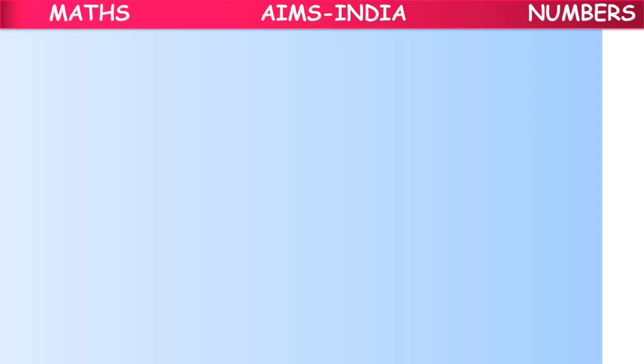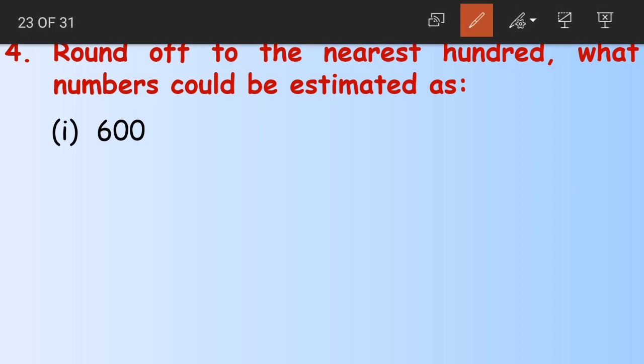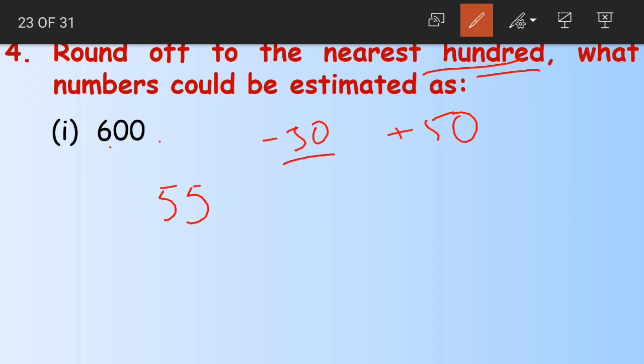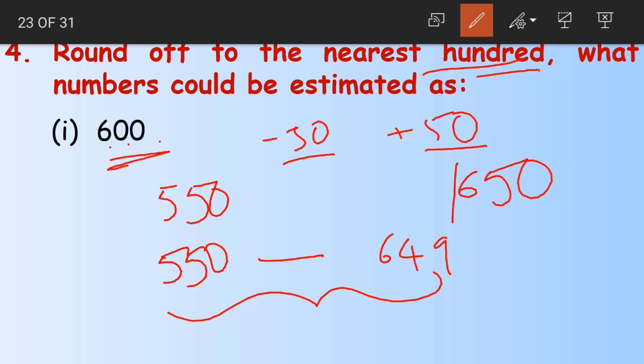Moving on to the next questions. Round off to the nearest 100. What numbers could be estimated as 600? Again, we did this type of questions for the nearest tens, right? What did we do? We subtracted 5 and then added 5 to the number. Here for 100, we should subtract 50 and add 50. 650 minus 50 becomes 550. Now 650 plus 50 becomes 700. Now the numbers from 550 till 649 can be estimated as 600.